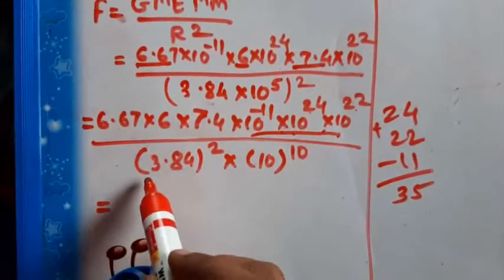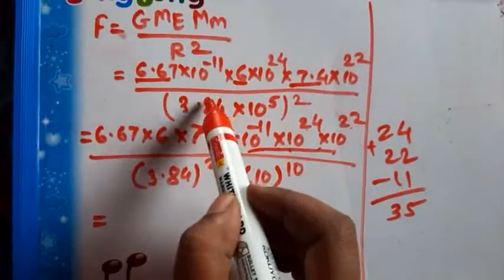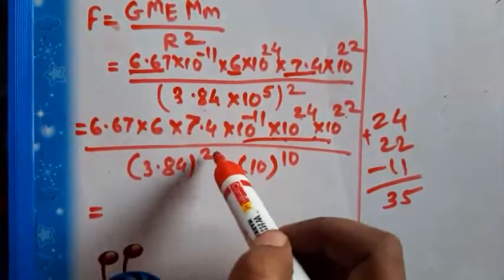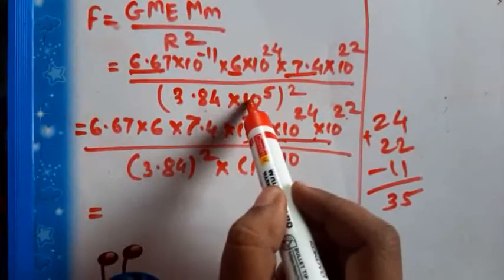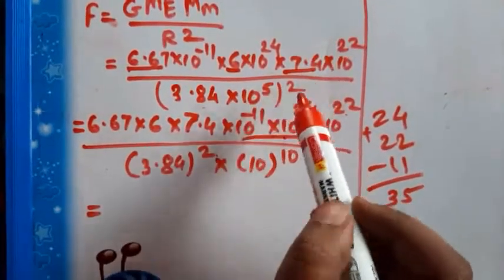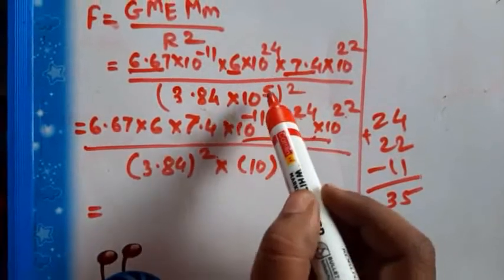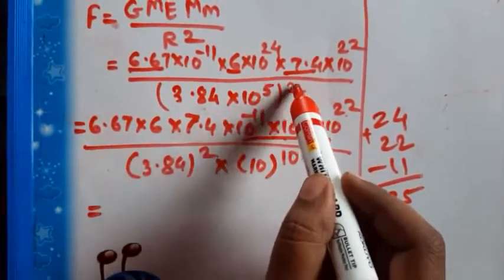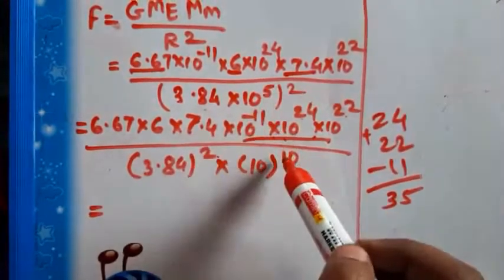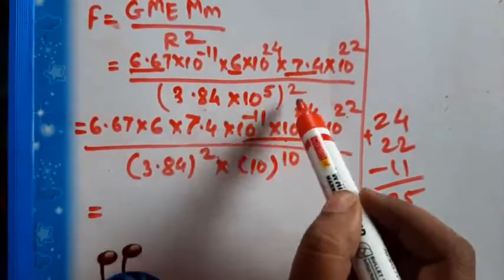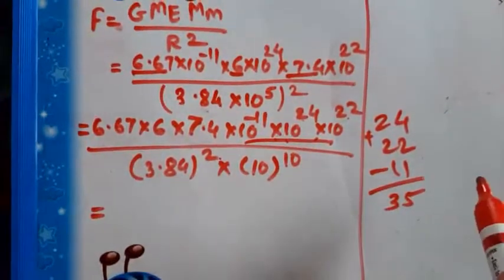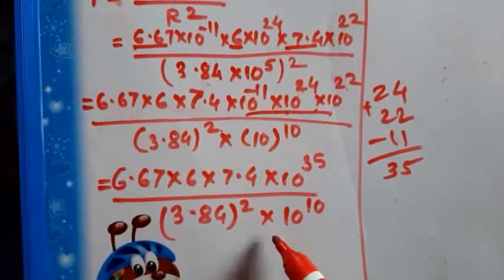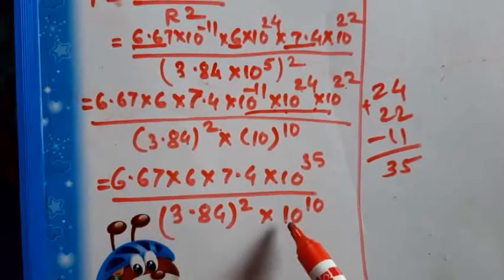Now r square, in that this also separately we will write 3.84 square into 10 raised to 5 its square. So whenever this type of multiplication is there in indices, we are multiplying that. 5 into 2, 10. So it will become 10 raised to 10. So now it will become like this.